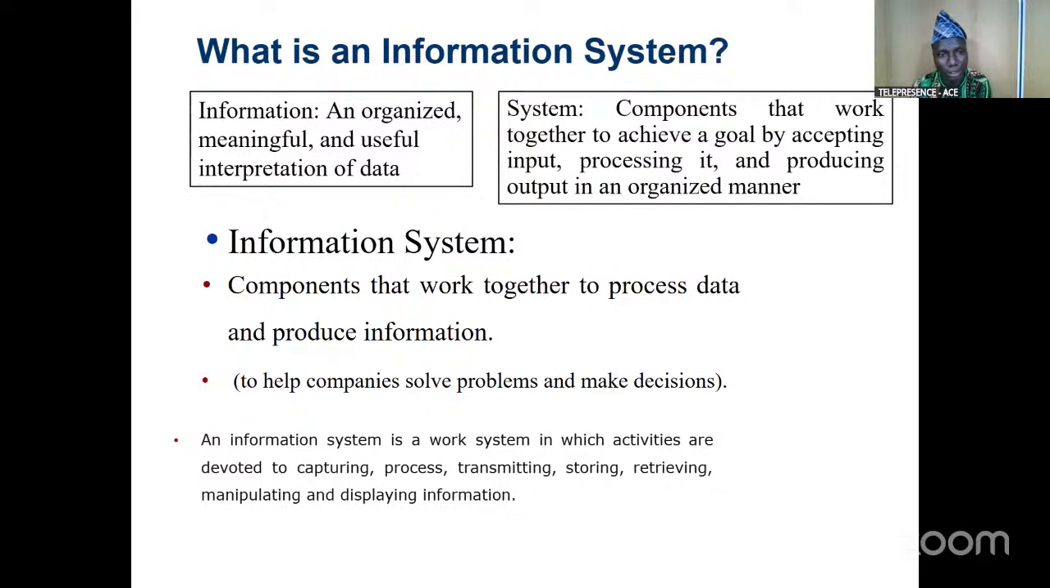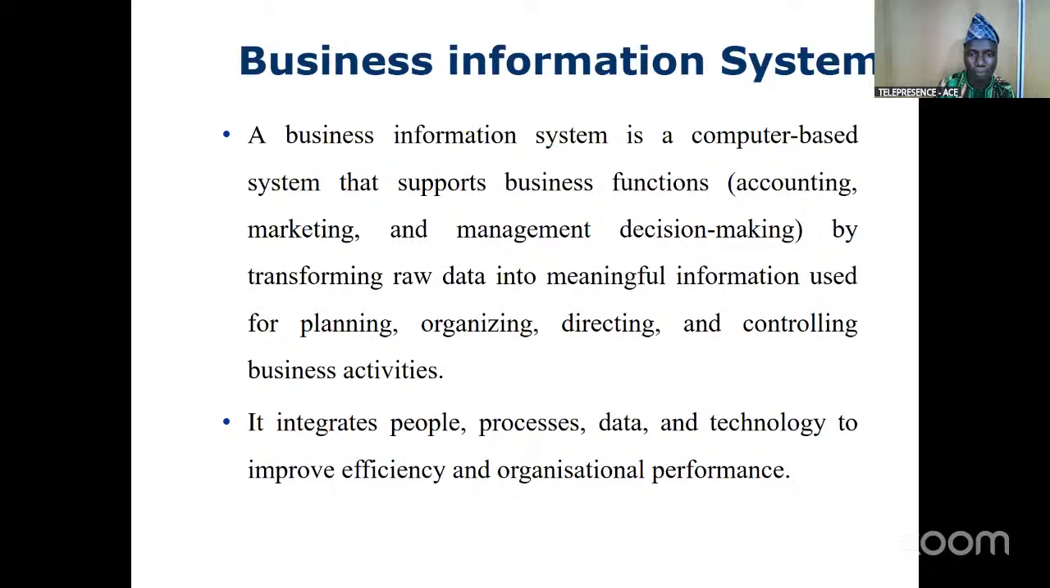So what is the usefulness of information system? Is to help companies to make meaningful decisions, to solve some problem, and to make decisions that will advance the various companies. Business information system.